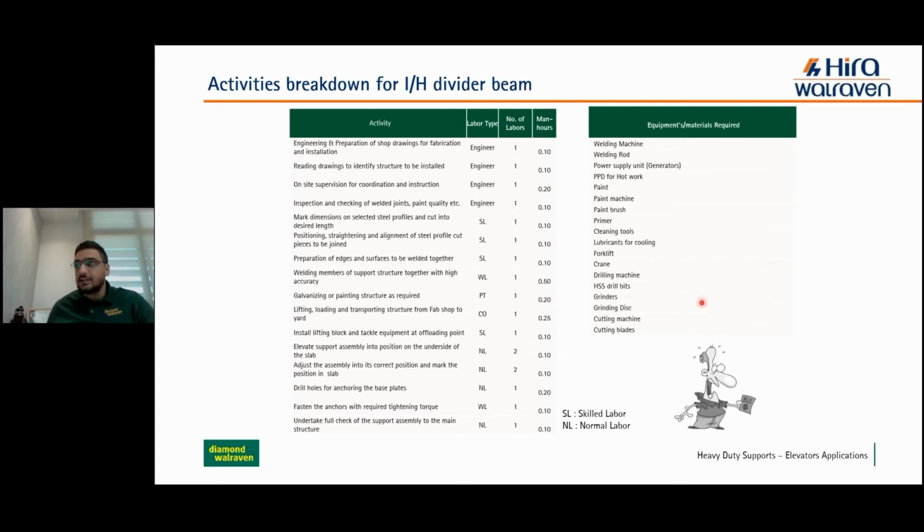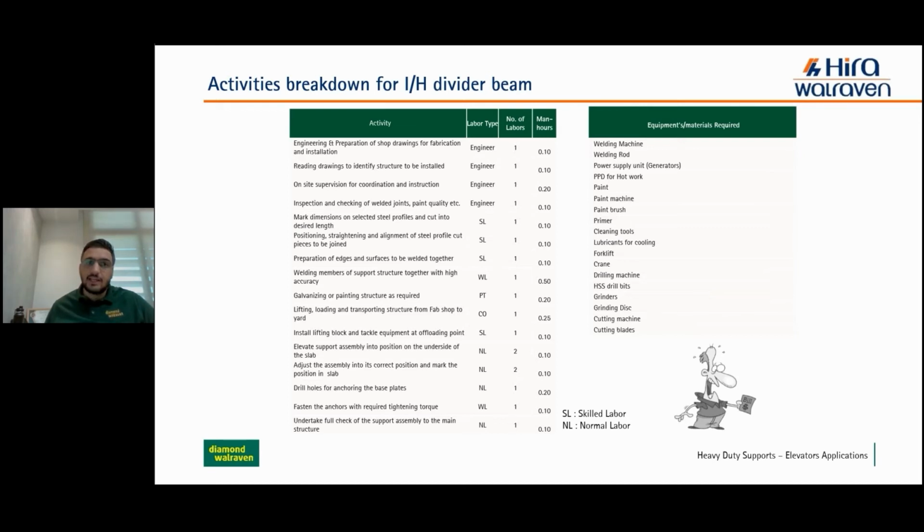And what are the equipment or the material needed? We are talking about welding machine, welding rods, power supply unit, permission for the hot work, paint machine, paint brush in case you are doing epoxy painting, cleaning tools, lubricants, forklift and accessories, drilling machine, etc. All these make it a very long list to install these beams inside the shaft.